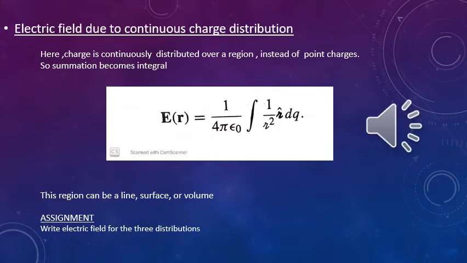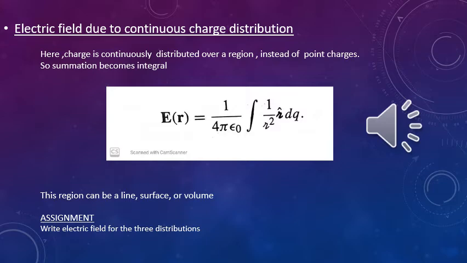Next is the electric field due to continuous charge distribution. That is, the charge is continuously distributed over a region instead of the point charges which we discussed earlier. And this region can be a line, surface or volume. So since it is continuously distributed, our summation will become an integral in continuous charge distribution. Whereas in point charge distribution it was a summation, when it becomes continuous it becomes an integral. So electric field is equal to 1 by 4 pi epsilon 0 into integral of 1 by r squared r cap dq. So this region can be a line, surface or volume.